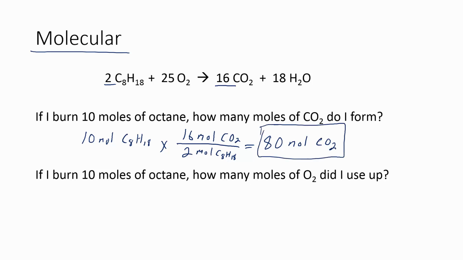Okay, so sig fig wise, these ratios are exact. They're from this equation. The equation is exactly balanced. I don't have to worry about the sig figs here, so I only really worry about the 10. So there's either 1 or 2 here, and depending on what you decide, then that makes 1 or 2 there as well. Alright, if I burn 10 moles of octane, then how many moles of oxygen did I use up?